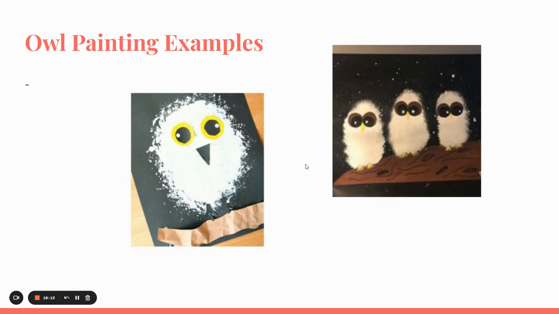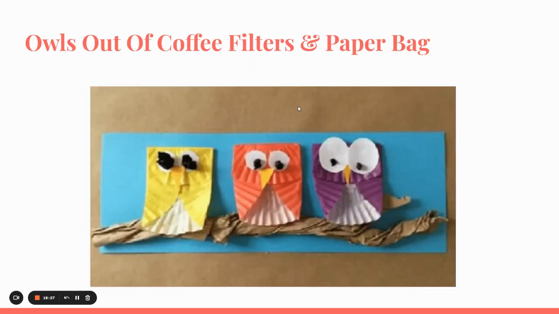Here's an owl painting. What this student did is they took a sponge and they dipped it in white paint and they made like a little circle. So it would be like a snowy owl. These owls are out of coffee filters and paper bags. They took a paper bag from the grocery store and they kind of squeezed it together to make it look like a limb. And then they took coffee filters, like what we parents put coffee in, and they decided to color those with markers, and they folded them together to make owls.